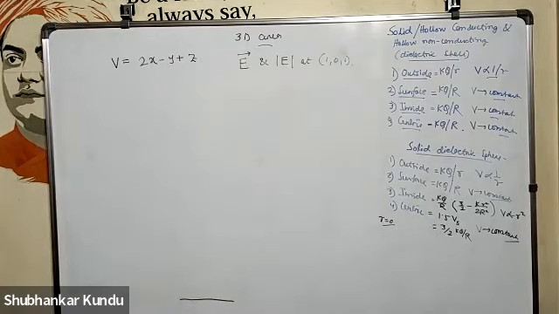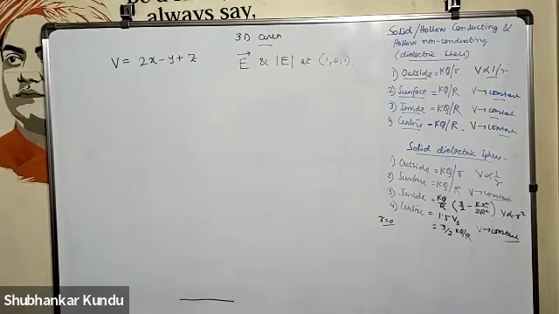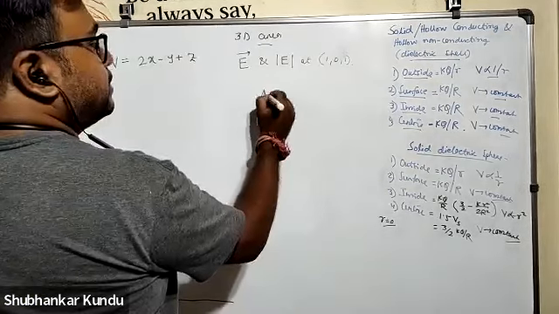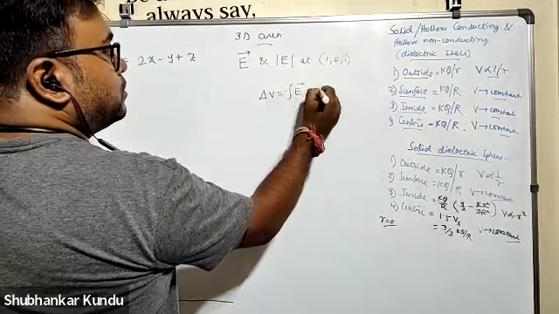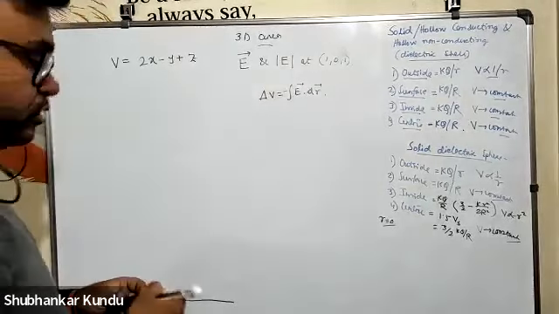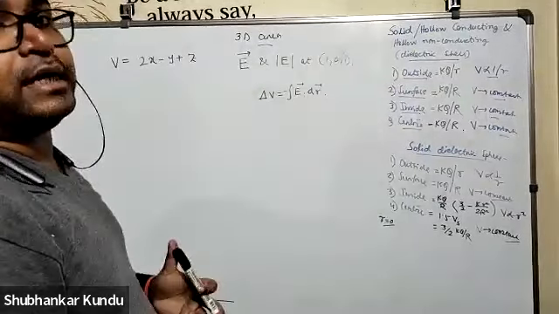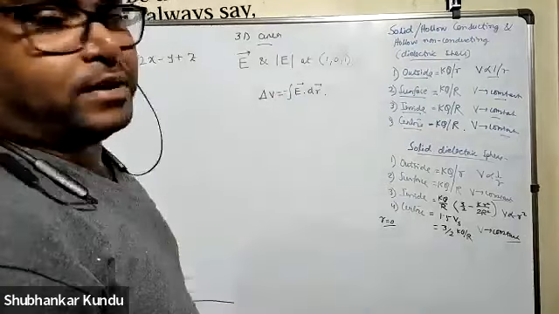That means somewhere we are given the field value as V is equal to 2x minus y plus z. We are asked to find out the value of the electric field at any point in this field, and the coordinate of the point is (1, 0, 1). Delta V is equal to minus E dot dr. V is given, and we need to calculate the electric field. If E was given, calculating V is easy. We need to calculate the electric field.